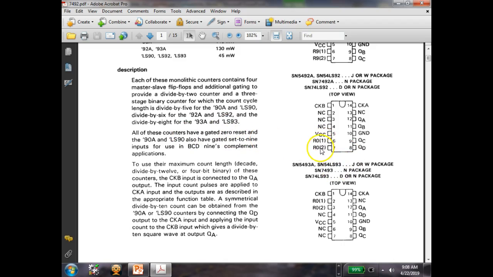All of these counters have gated 0 resets. So here's reset to 0 right here. So I have to use both of these, which is pretty cool because it gives me 2. So a lot of times you can set the modulus of the counter without any external gating because it's got the NAND gate in there for you, a 2-input NAND gate.